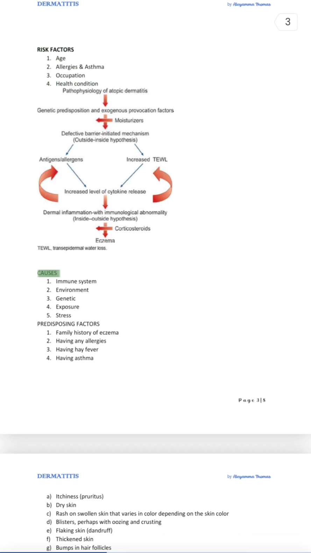Causes: 1. Immune system 2. Environment 3. Genetic 4. Exposure 5. Stress. Predisposing factors: 1. Family history of eczema 2. Having any allergies 3. Having hay fever 4. Having asthma.